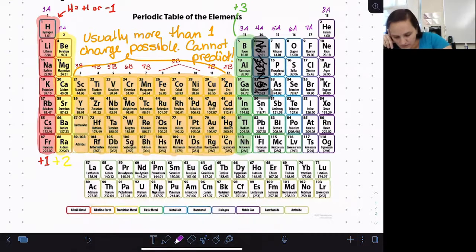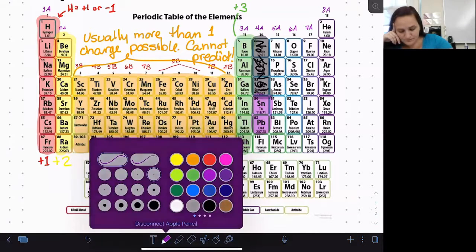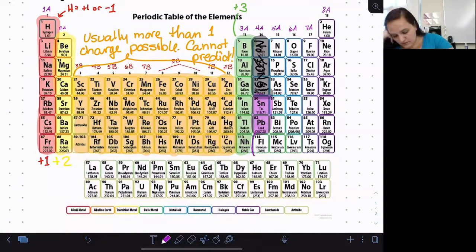So tin and lead in particular. Flerovium down the bottom is new enough and not well studied enough that we don't really know what it does in terms of ions. But tin and lead can actually form either +2 or +4 charges when they form ions in ionic compounds.